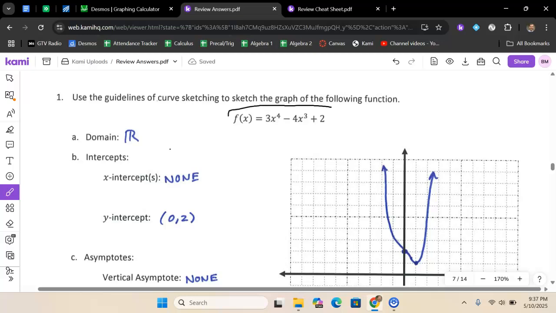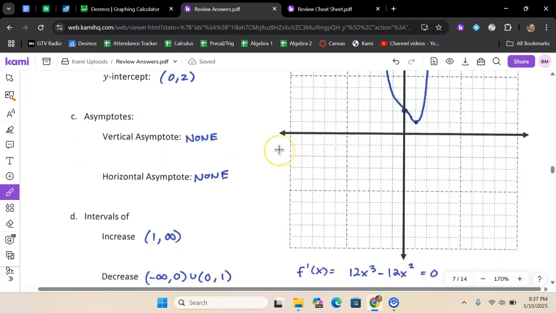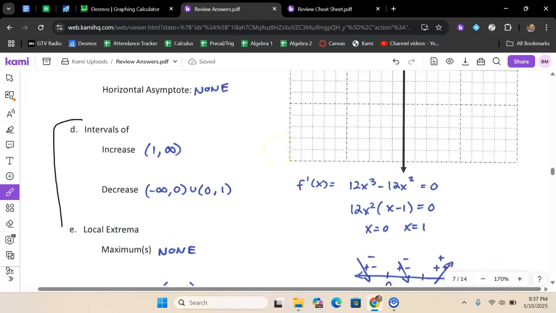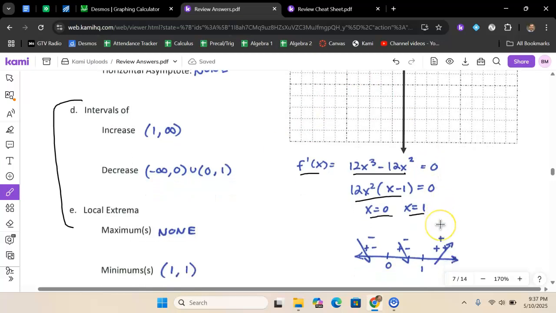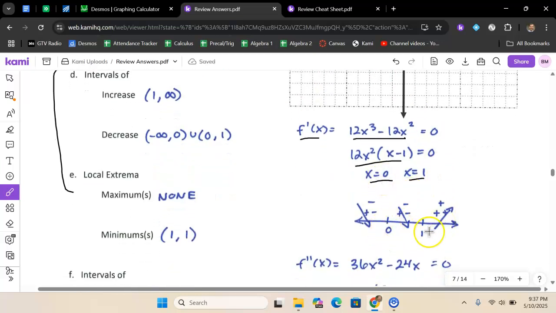Then we take the derivative of this. The first derivative is going to start in here, and that's where we look at intervals of increase and decrease and local maxes and mins. So the first derivative, I did it over here. Factor that down, set that equal to 0, and remember, those are our critical numbers. We put those critical numbers on the number line.